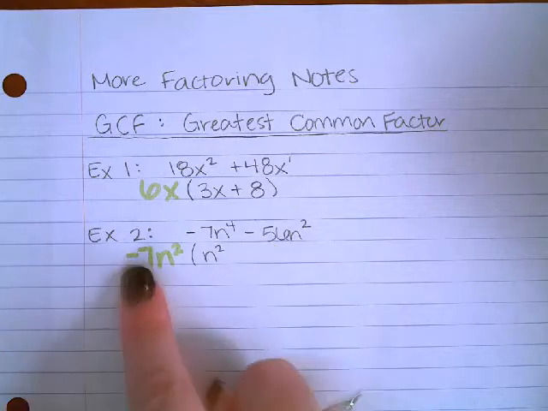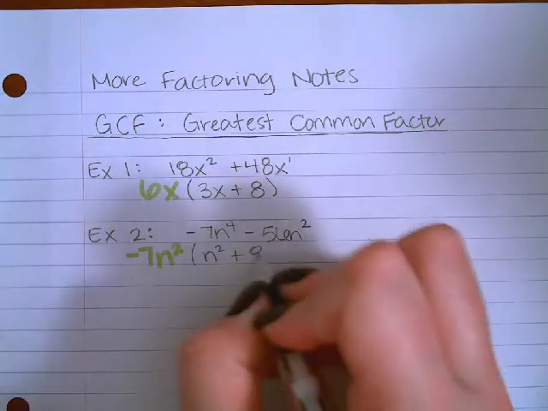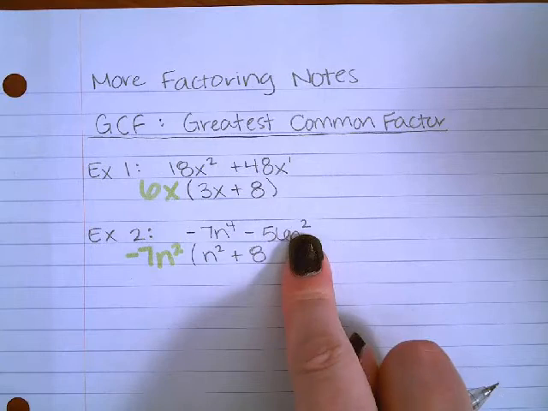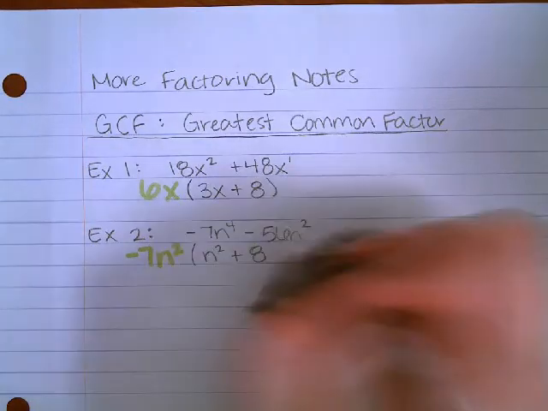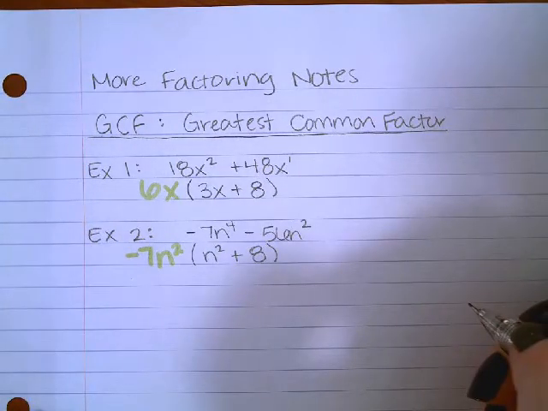-56 divided by -7 is +8. And n squared out here, n squared in the front, that means we already took them, so there's none left over.